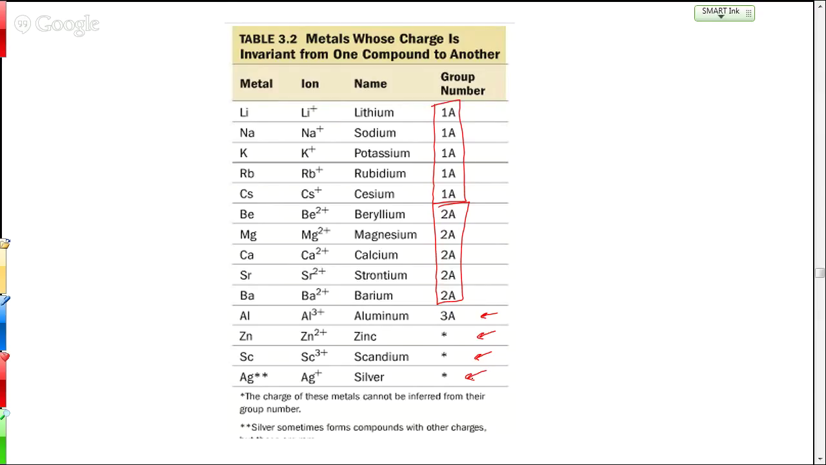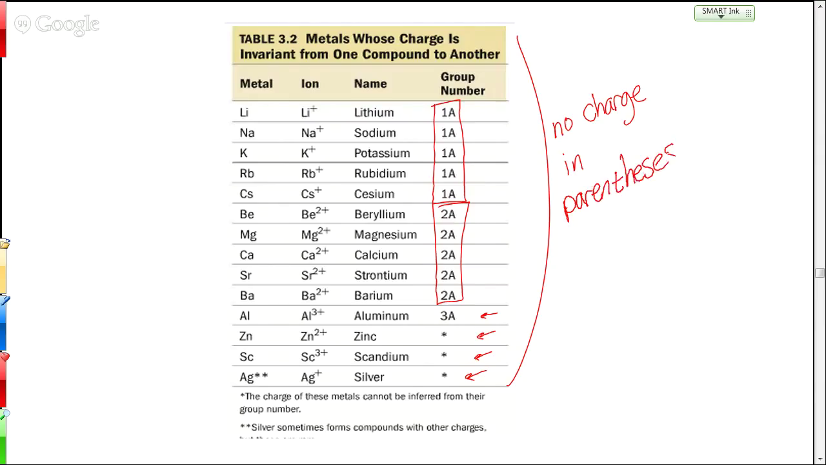Those charges don't change, so we don't use the parentheses here. So when we see those metals, we do not put the charge in parentheses. We do not put that charge in the middle. We just name it as type 1. Anything else, all that other middle stuff, we have to put that charge.